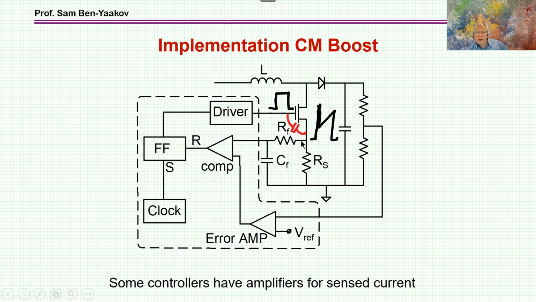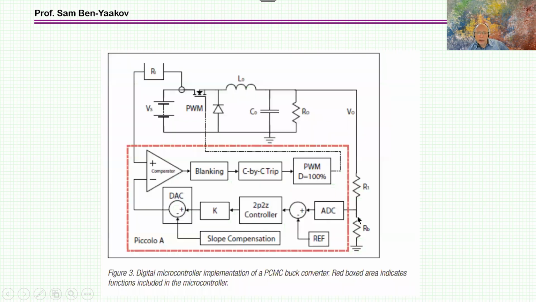So therefore, we need either a filter to filter this, or in some cases, there is a blanking inside. That is, the controller is designed in such a way that it doesn't look at a certain period after the switch is on, sort of blanking it out and starting to sense only after that. This will be within the controller. Okay, so this is one of the few issues that one has to take into account.